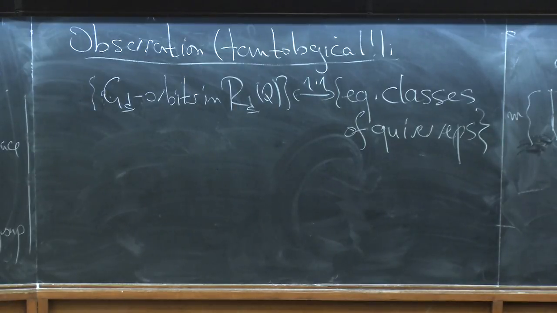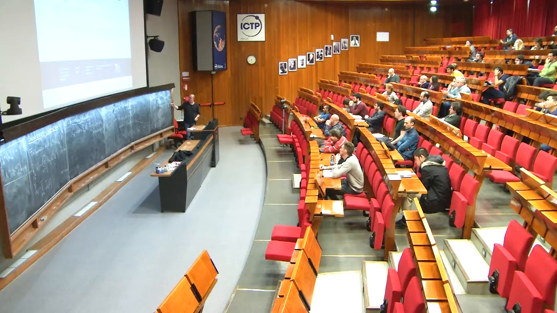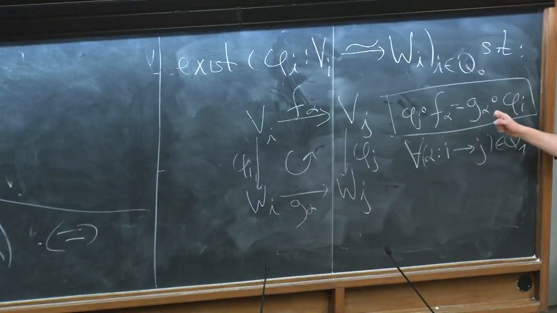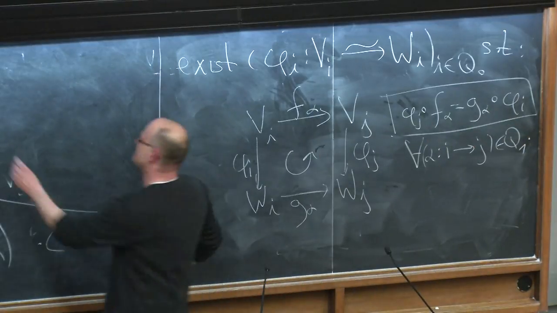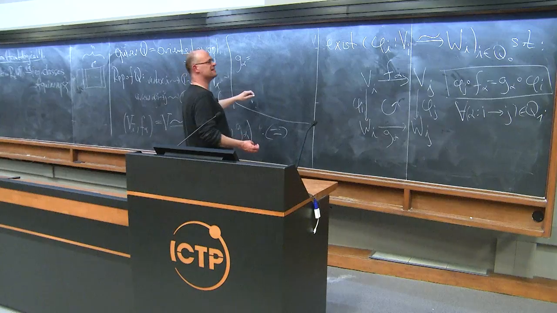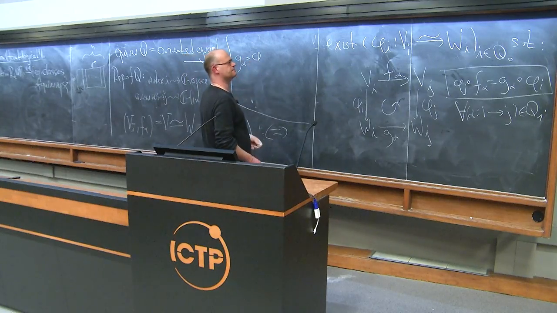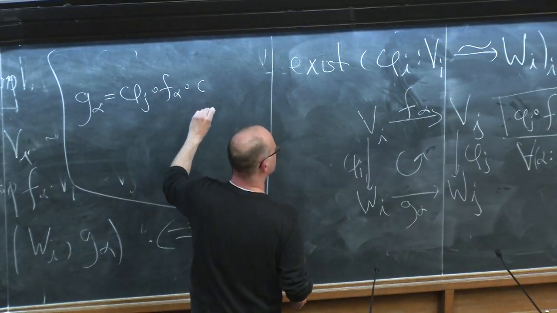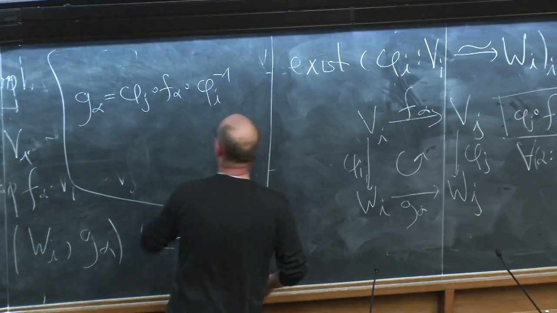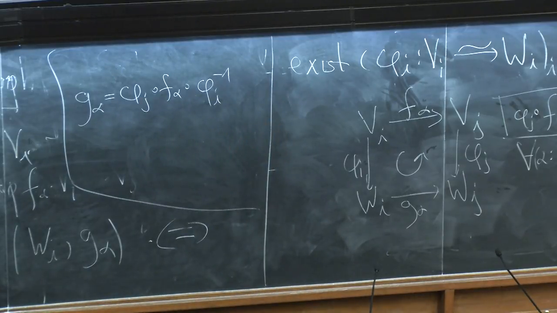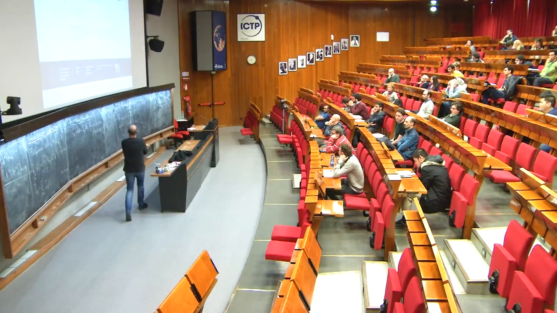So in this diagram defining the quiver representation, we saw this equation: phi_j f_alpha equals g_alpha phi_a. Let's reformulate this equation in terms of g_alpha. Well, everything is invertible. So g_alpha is nothing else than phi_j f_alpha phi_i inverse. And now I'm a bit confused because the indices don't match. They do. Oh, relief. Okay.